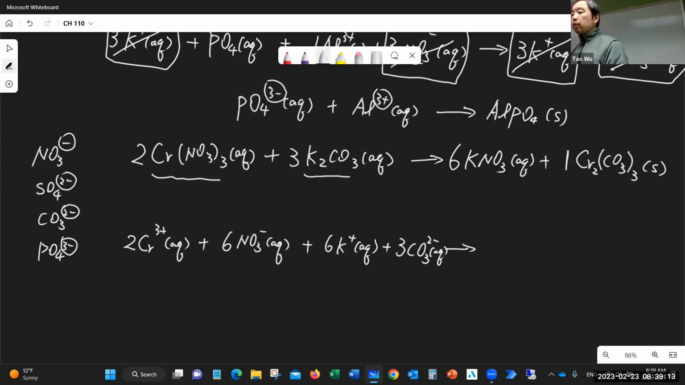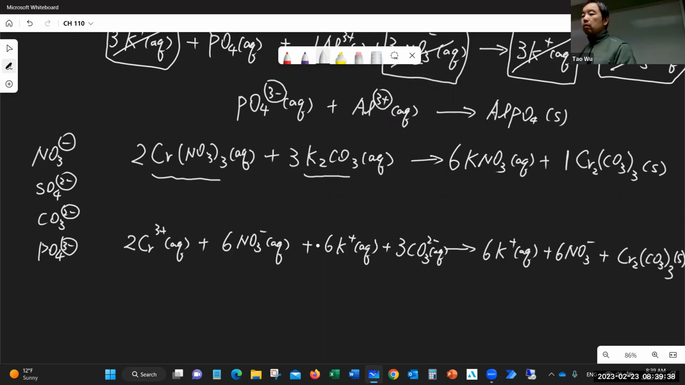And then we separate the 6 potassium nitrate, which means we have 6 potassium ions and 6 nitrate ions. And we are going to have 1 chromium carbonate. This is a solid. Okay, so this is what we call the complete ionic equation.